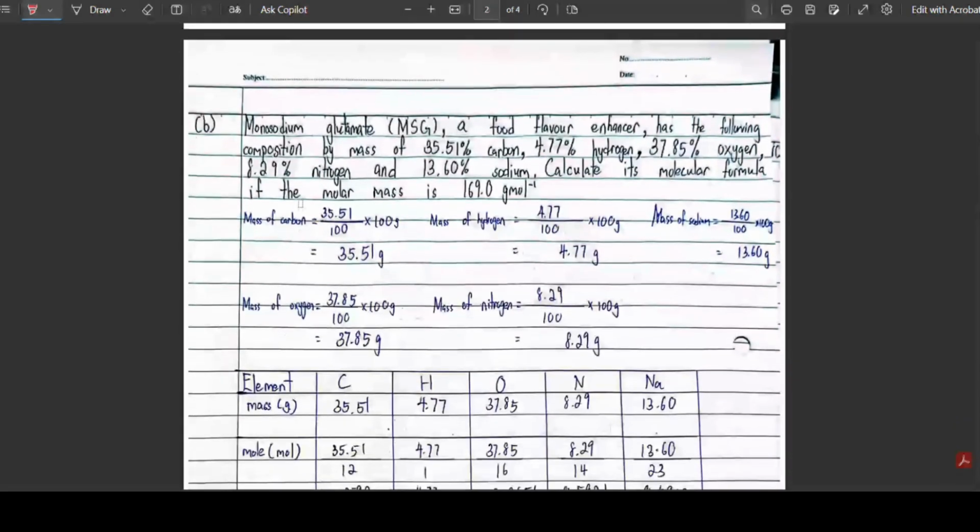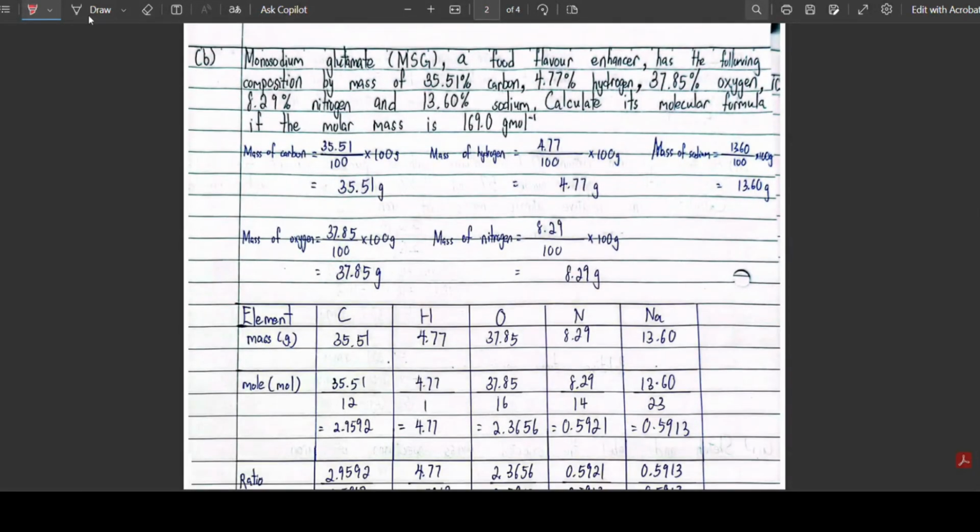For the next question, monosodium glutamate, a food flavor enhancer, has the following composition by mass of 35.51% carbon, 4.77% of hydrogen, 37.5% oxygen, 8.29% nitrogen, and 13.60% sodium. Calculate its molecular formula if the molar mass is 169.0 g/mol.